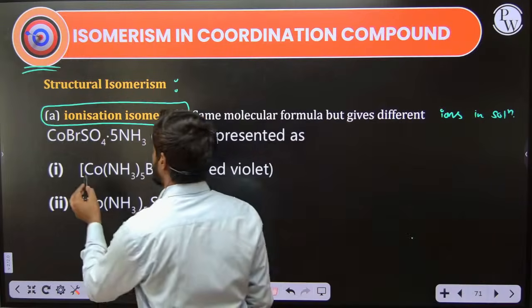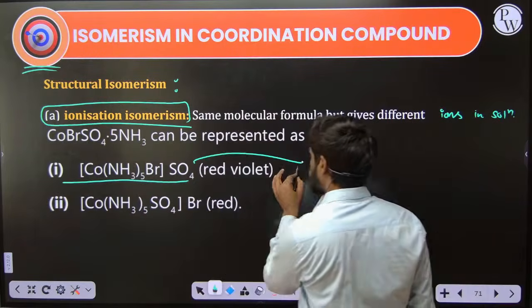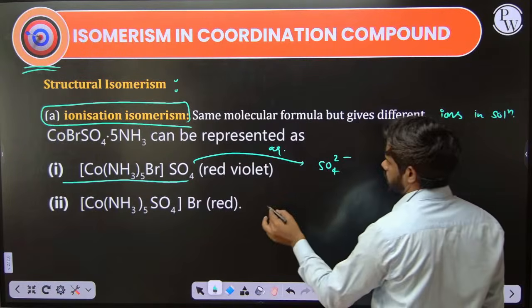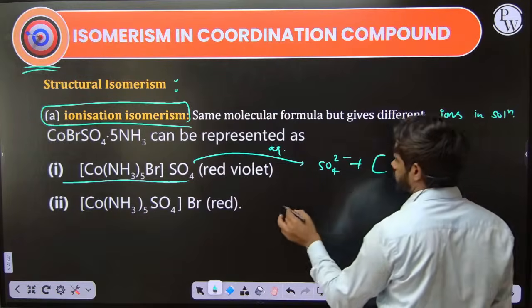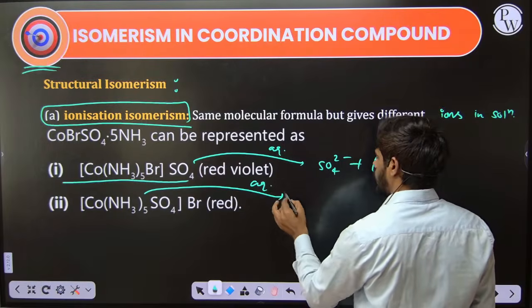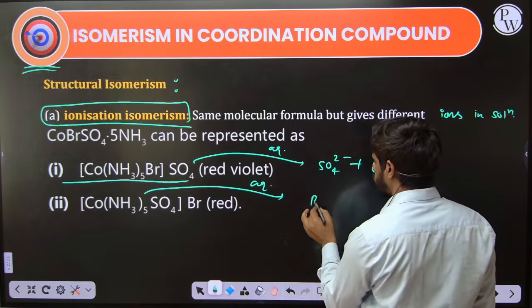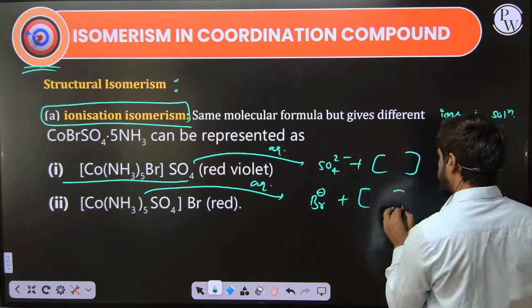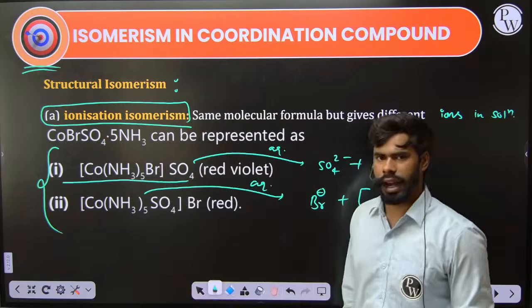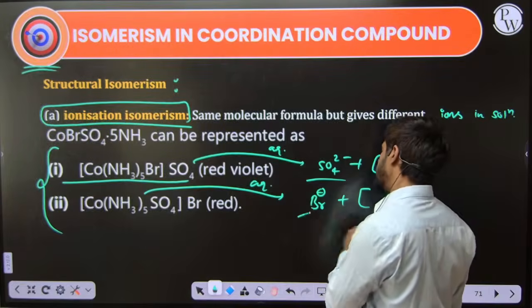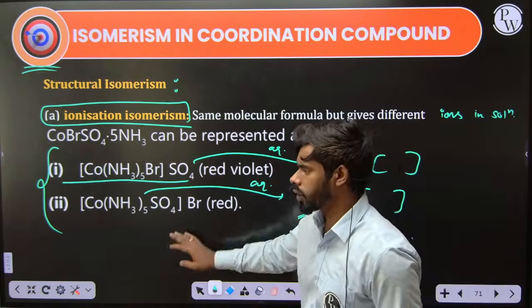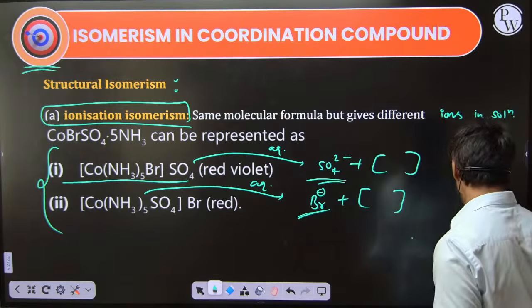For example, this complex is given. If it is dissolved in water, it will give an SO4 2- ion, and the other complex, if we dissolve it in water, will give a bromide ion. Now we can say both complexes have the same molecular formula but different ions, that is sulfate and bromide. So these complexes are known as ionization isomers.